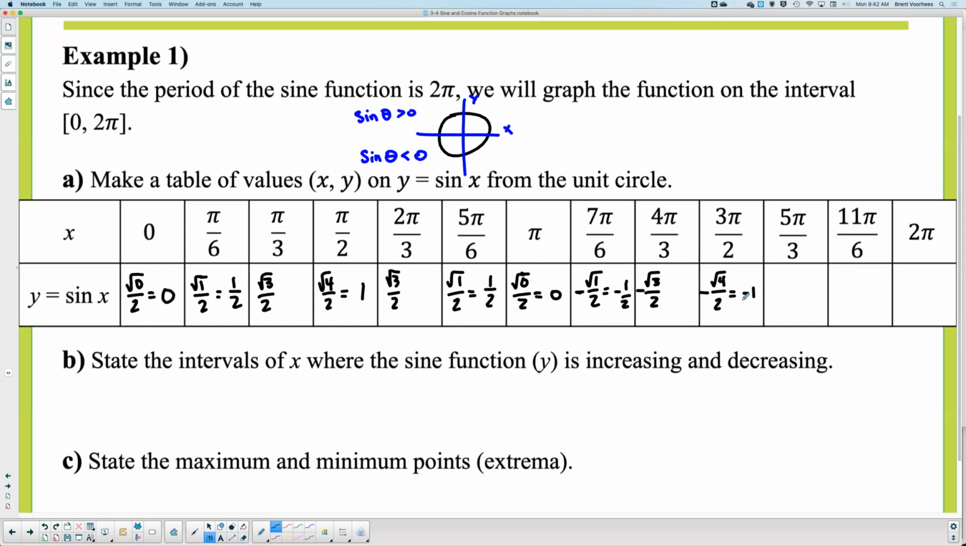So we are now at the minimum. Negative 1 would be its minimum. As I told you, sine is bound between negative 1 and 1. Its range values are bound. Okay, 5 pi over 3.